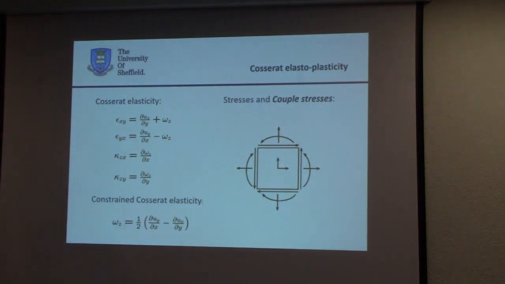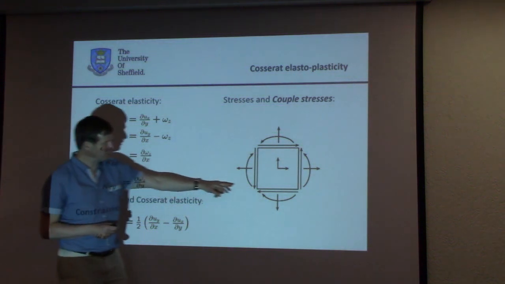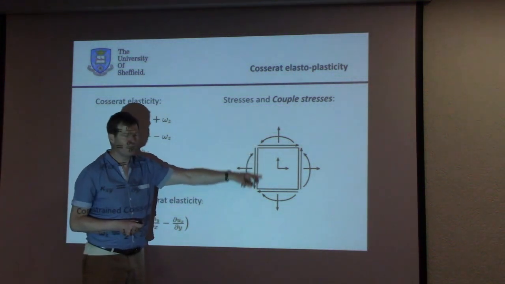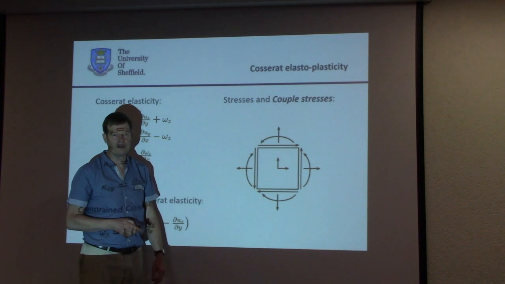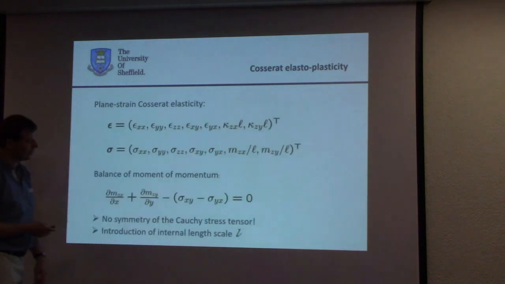In classical continuum, we assume that we can homogenize up to a point. That's physically not always possible. So in some cases, you have to say, okay, there's a lower limit, and this length is set by this parameter L.